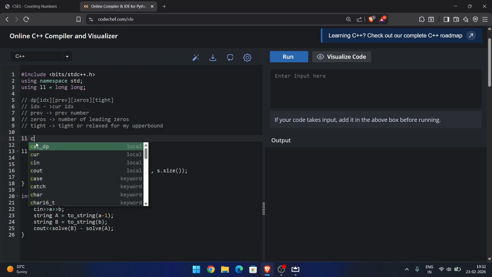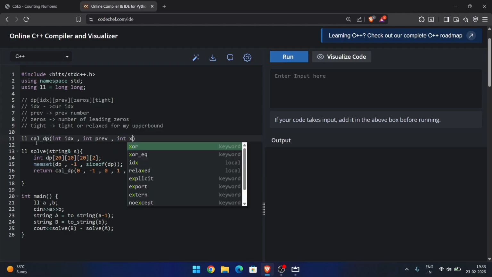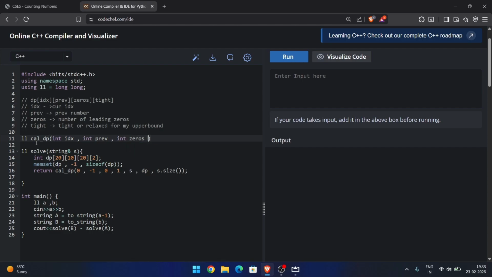Okay, so now let's write down this function. Index, previous, zeros, tight, string s, and array DP.